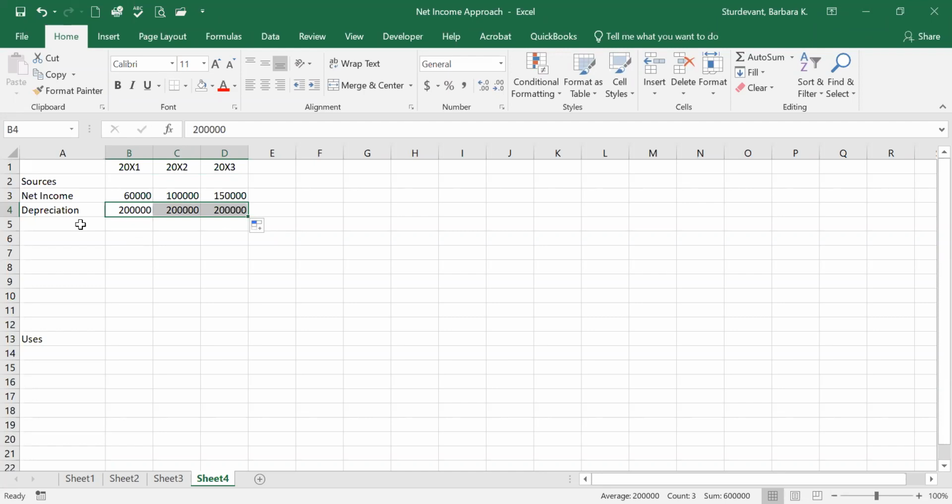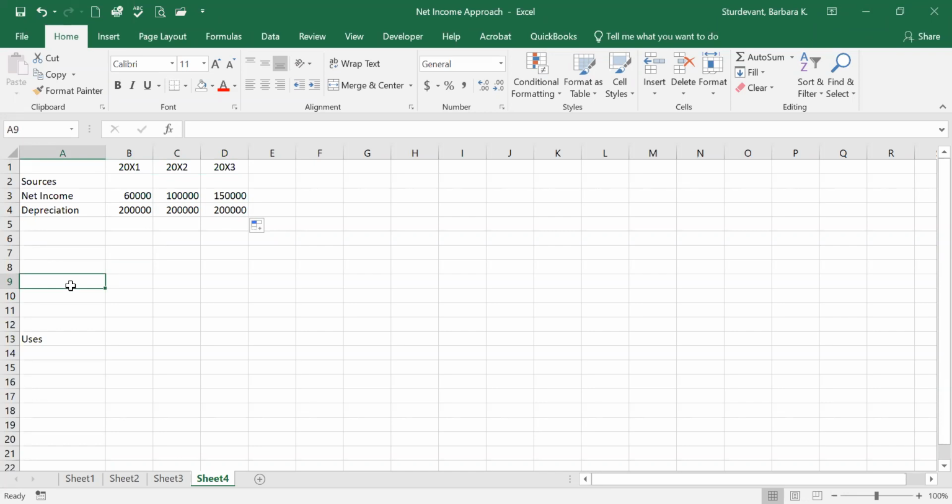Okay. And so now let's start in the additional information. Because the income tax expense is what it's going to be paid, we don't have to do anything with that. And so now we're just going to go down through the information that we have.